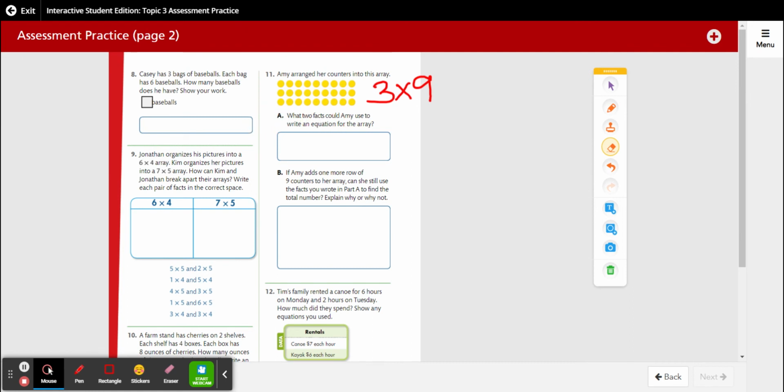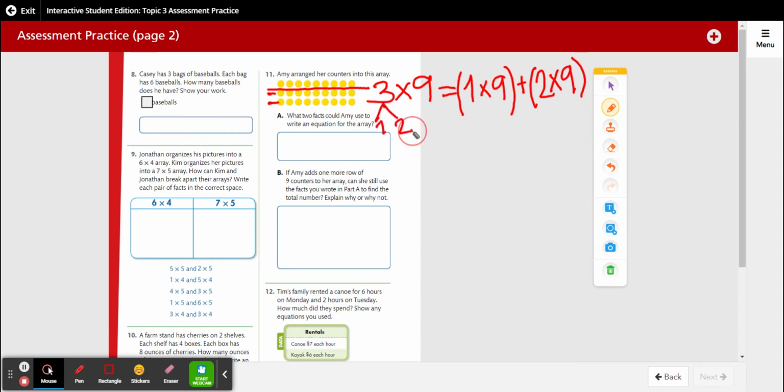So one way that I could break it is, I could draw a line right here. So now instead of just 3 times 9, I have 1 times 9 because I have one group of 9, plus 2 groups of 9. 2 times 9. So I broke apart this 3 into a 1 and a 2. So 1 times 9 plus 2 times 9. That's one way that you could have done it.